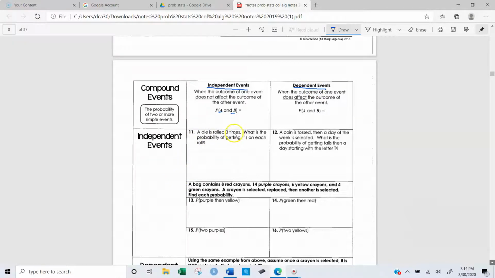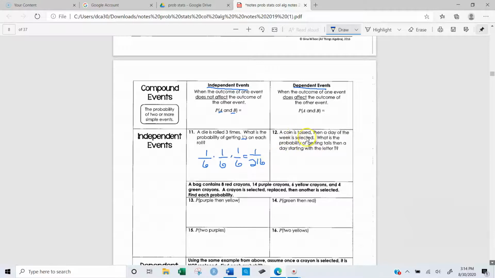A die is rolled 3 times. What is the probability of getting 1s on each roll? Well, it's 1 die, so what I roll the first time doesn't affect the second time. The first time I can roll a 1 out of 6. The second time I can still roll a 1 out of 6. The third time I can still roll a 1 out of 6. You multiply those, and getting three 1s in a row is 1 out of 216 are your chances.